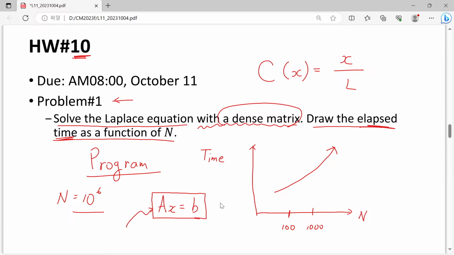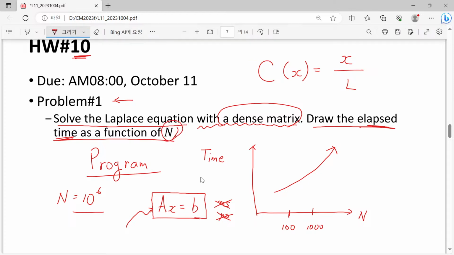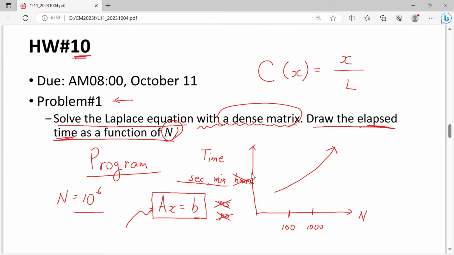And in this case, millisecond or microsecond doesn't make sense in our measurement. So please try to increase your n value sufficiently, so that your measured value becomes orders of seconds or minutes. Okay, so not hours. In many cases, if that becomes hours, then something is wrong. So please try to increase your n value.